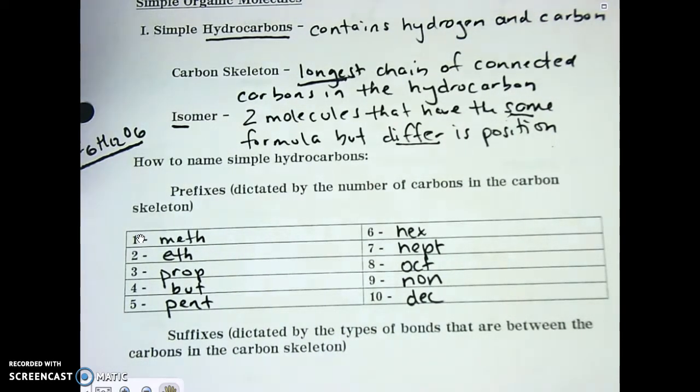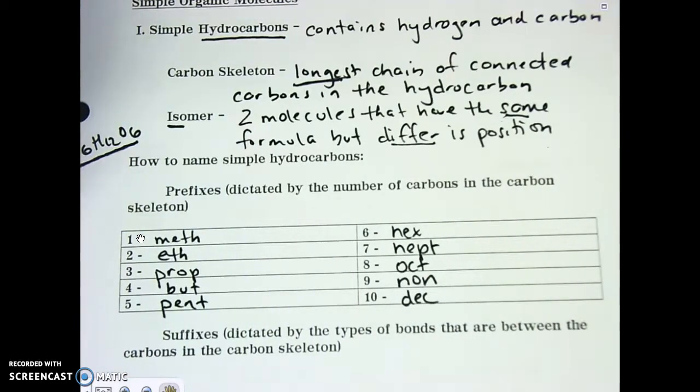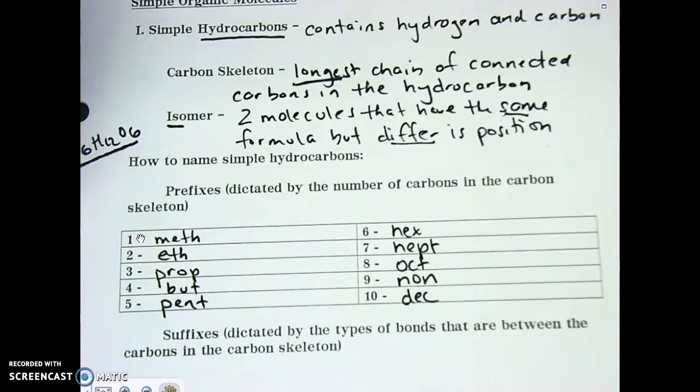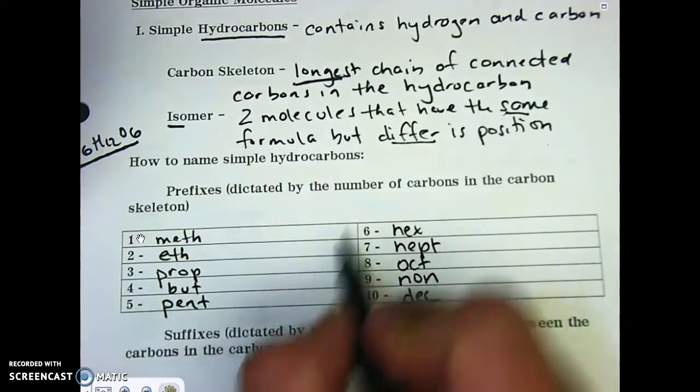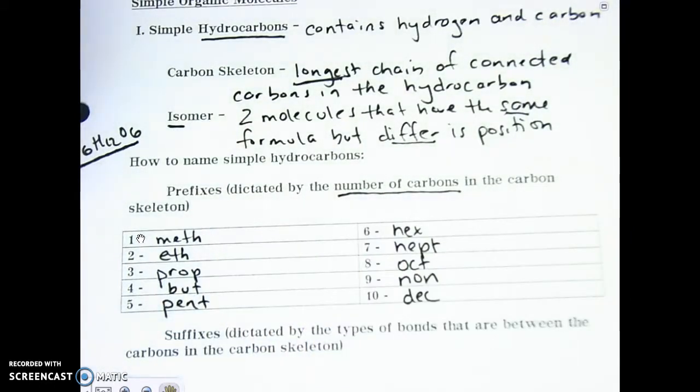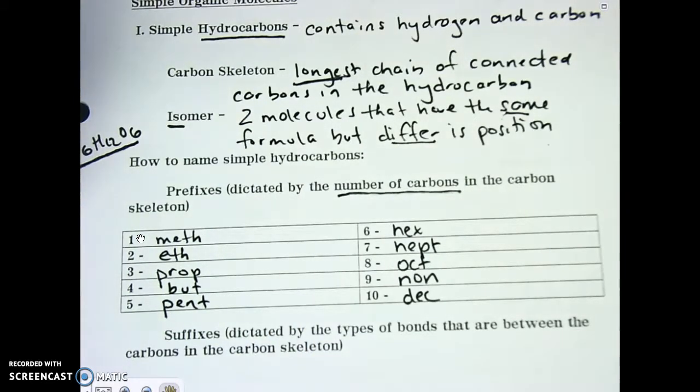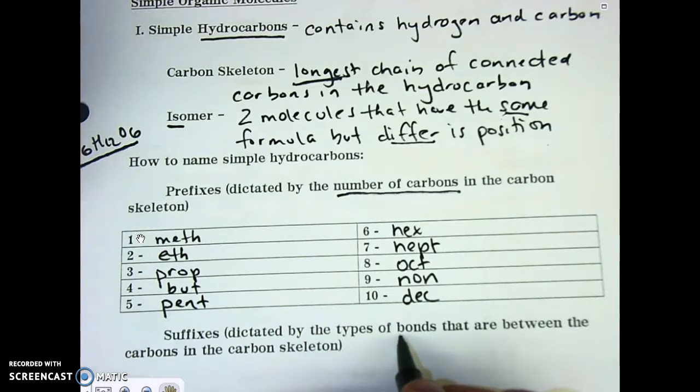A prefix tells you how many carbons are in it. That's something that the quicker you understand the little methods to naming, the easier this becomes. So prefixes tell you about numbers of carbons. That's all they tell you. Now we're going to add some suffixes. Suffixes are dictated by the types of bonds that connect the carbons in the carbon skeleton.